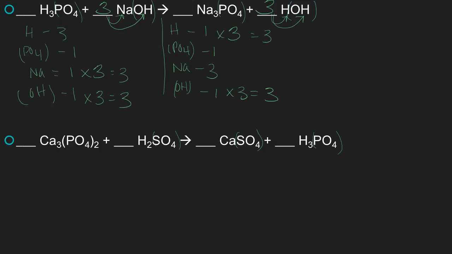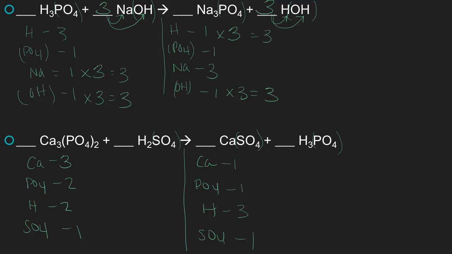Alright, so hopefully you've hit play. Same thing, let's work this out. Ca, PO4, H, SO4, Ca, PO4, H, SO4. Again, it's really important that you write them in the same order. So 3, 2, 2, 1. 1, 1, 3, 1. Okay, so let's go through and balance. So 3 and 1, 2 and 1, 2 and 3.